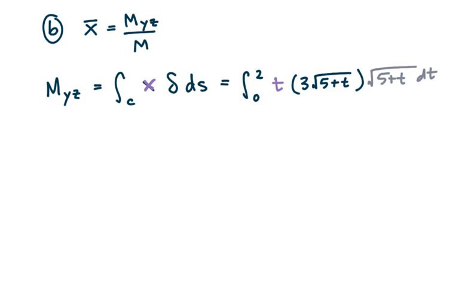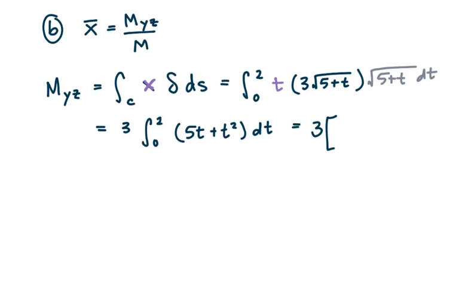There's my setup. If I were to evaluate this, I would pull the 3 out in front. I'd have the integral from 0 to 2, 5 plus t. The root squared is just going to be 5 plus t, distributing the t, I have 5t plus t squared dt, which is 3 times 5 halves t squared plus 1/3 t cubed, evaluated from 2 to 0.